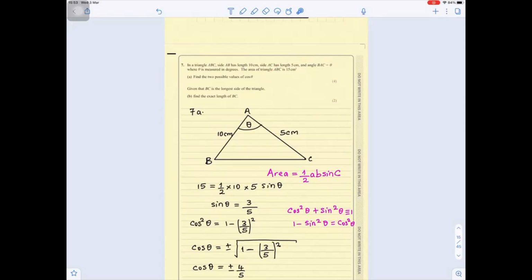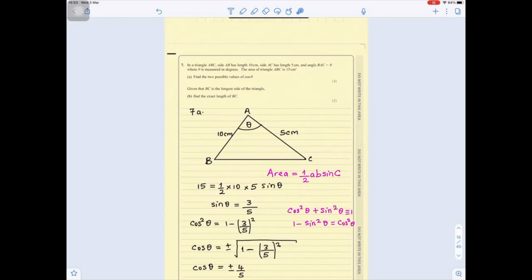So we're going to use this formula. Area is half a b sine C. So we have 15 is the area, is equal to half times 10 times 5 sine of the angle. So if you put that in your calculator, you would get sine theta equals 3 over 5. Because 2 times 15 is 30. 30 divided by 50. 10 times 5 is 50, gives you 3 over 5.